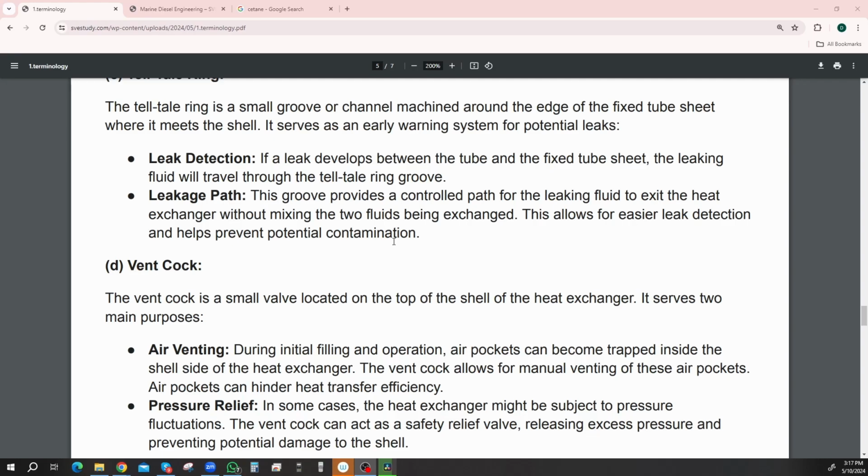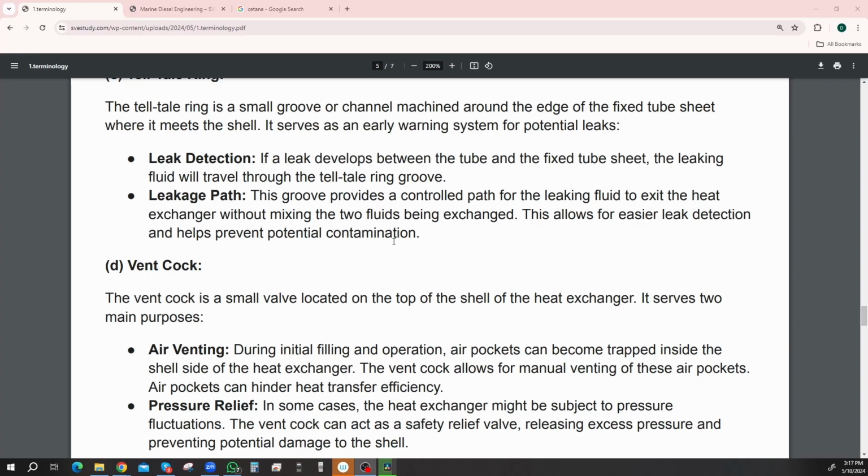The leakage plate. This groove provides a controlled path for leaking fluids to exit the heat exchanger without mixing the two fluids being exchanged. That's a good idea. This allows for easier leak detection and helps prevent potential contamination.